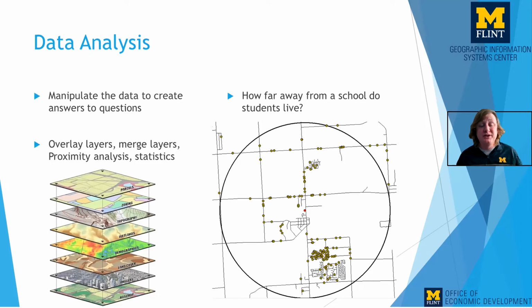And this is answered through the use of data analysis or data manipulation, where we overlay layers, we merge layers, do proximity analysis, statistical analysis, and basically overlaying all these different layers on top of each other, we can represent the real world and then answer questions we might have. So for example, how far away from a school do students live? We have four different layers in that image. We have the school, we have the road network, we have where the students live, and then also a 2-mile buffer around the school to understand how many students might be walking to school. Do we have sidewalks that are safe to walk to school? And so a school might ask that question and GIS can help answer that.